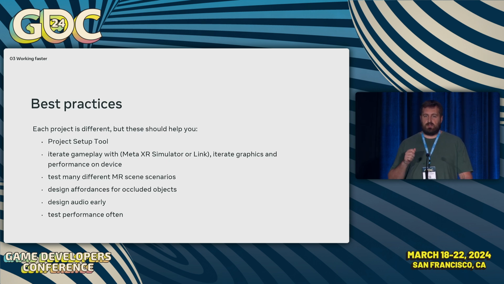Next is how to iterate quickly on gameplay with Meta XR Sim or Link, and iterate graphics and performance directly on your device. It's important for MR to test different scene scenarios. That's where XR Sim can be super helpful, but also testing them in real life, because every user has a different setup.